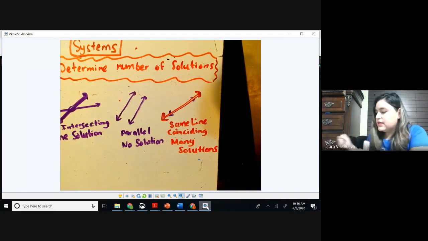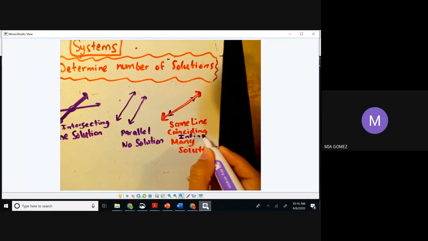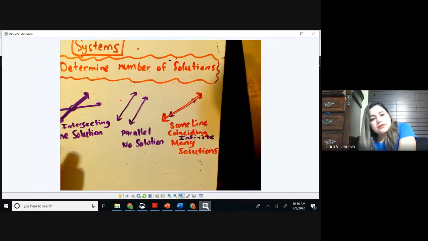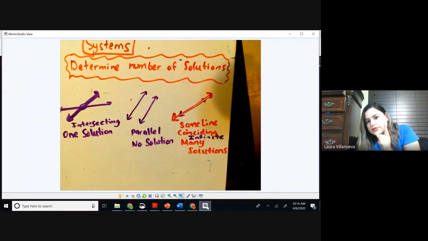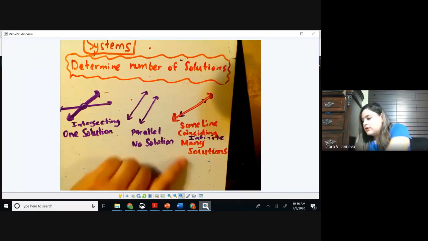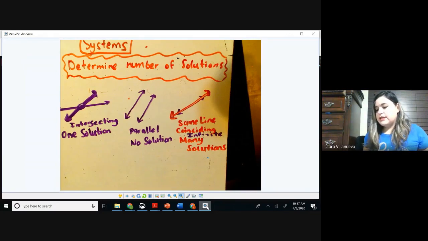Or you can say infinitely many solutions. Infinite means it never ends. They're always touching. So this one's going to be intersecting. It touches 1 time. Parallel, it doesn't touch at all. Same line, 1 on top of another line, then they are the same solution.